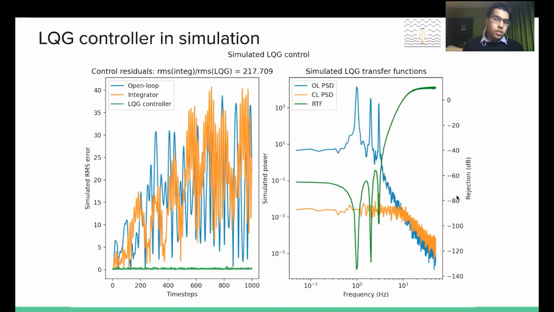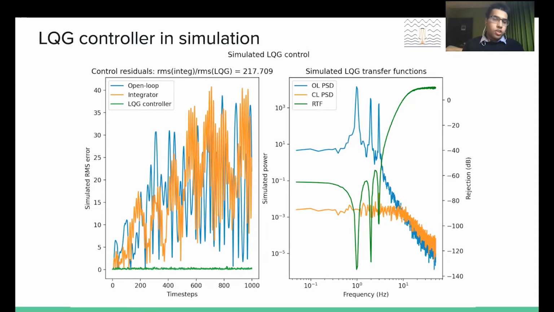First, in simulation with 3 vibration modes that we see over here in the open loop PSD, there is a dramatic difference. So over here we have the open loop simulated RMS error in blue, and the result of integrated control in orange, and way down here we have the LQG control residual. This is a bit more dramatic than you would get in reality because it's in simulation, everything's idealized, but it gives you a sense of the power of knowing exactly what the dynamics of the control problem are.